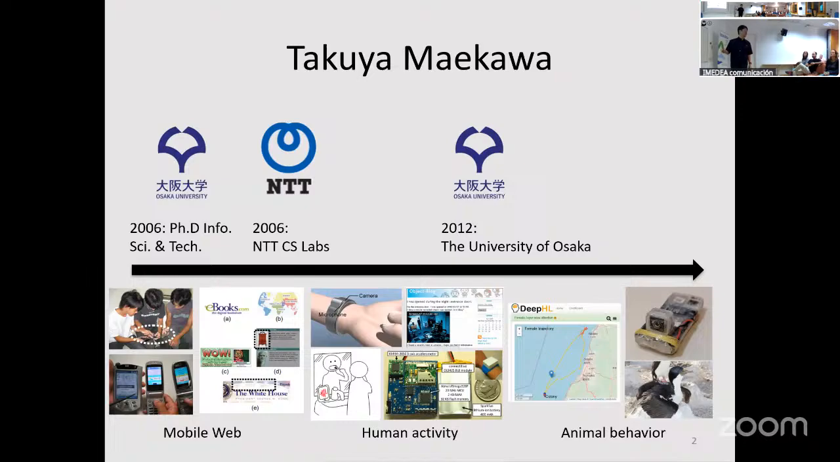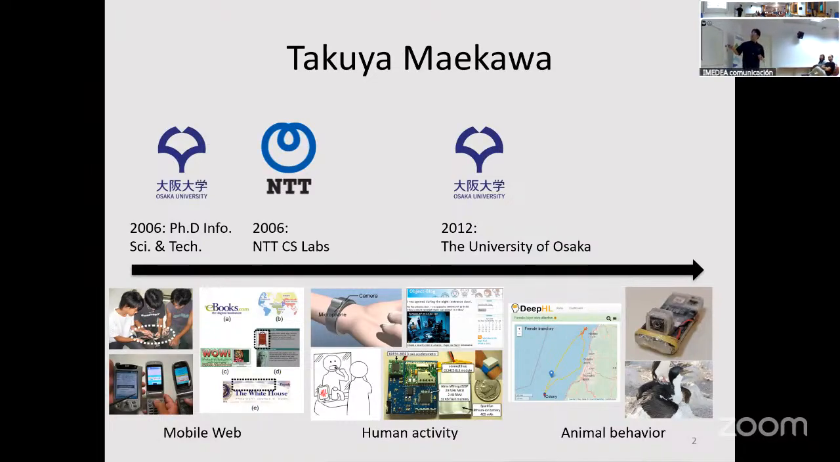First, I'd like to introduce myself briefly. Actually, I'm an information scientist. I got my PhD, also in information science and technology, from Osaka University. And then I moved to NTT. NTT is a Japanese telephone company, and I worked for NTT as a researcher.